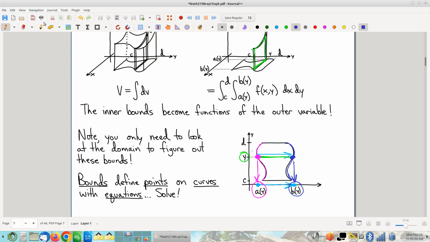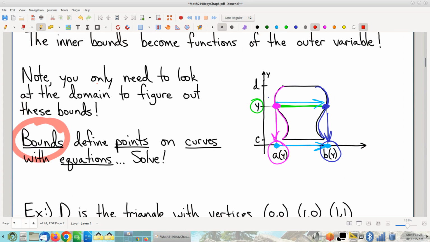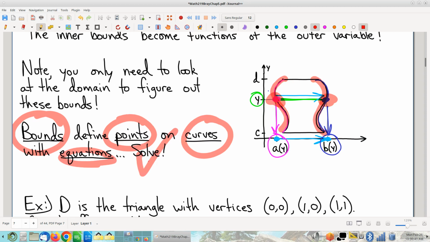So please do remember the process, though. You need to identify which bound you are looking for. Think very carefully. Don't try to do your lower bound and your upper bound at the same time. Be clear in your mind which bound you are looking for. What is the corresponding point, like this one or that one, depending, that defines that bound? What curve is it on? What are the equations of those curves? And then just solve for what you want. Nice, simple process. Let me show you how this works in practice.